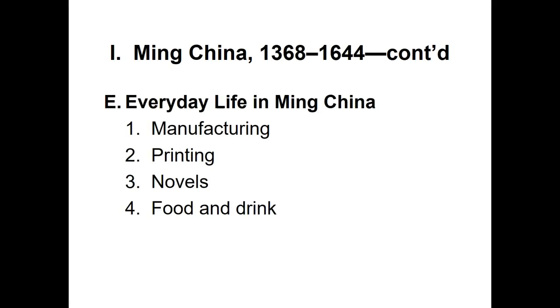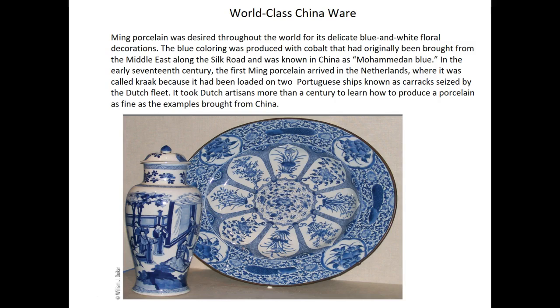You'll also talk a little bit about Ming products, everything from manufacturing, from agriculture, textiles, paper, silk, porcelain. Ming porcelain is highly desirable even today. The printing, publications, novels, food, drink, all of that stuff is very important. You'll read about that. Some examples, by the way, there is some Ming porcelain, and it is beautiful. It is stunning, and it's very highly sought after today.